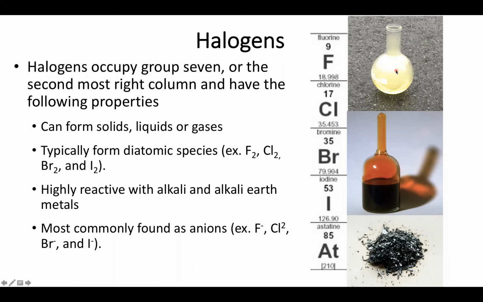Again, these are typically formed, especially in the gaseous state, as diatomic species. So chlorine gas is Cl2, bromine liquid and gas is Br2, and iodine is I2. They tend to be highly reactive when exposed to alkali earth metals, and one of the reasons why is because the halogens like making anions, while the alkali and alkali earth metals like making cations. So in other words, halogens love mugging the alkali and alkali earth metals for their electrons.